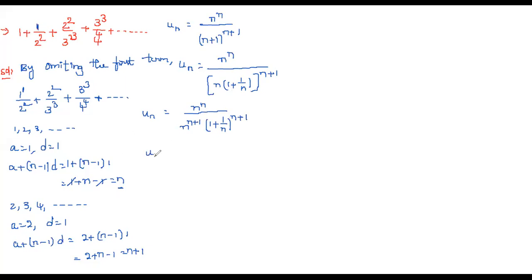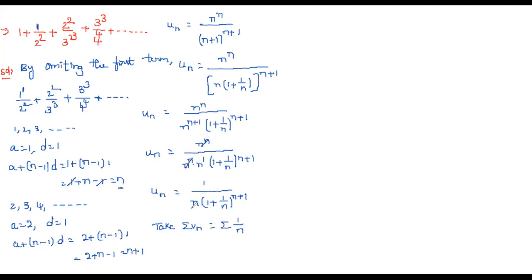And here u n is equal to n power n by n power n plus 1. a power m plus n is nothing but a power m into a power n, into 1 plus 1 by n whole power n plus 1. And then u n is equal to, here n power n cancels. And what about the remaining? 1 by n into 1 plus 1 by n whole power n plus 1. This is u n simplified. Can you take v n from this or not? So take summation v n equal to summation 1 by n. That one I chose.